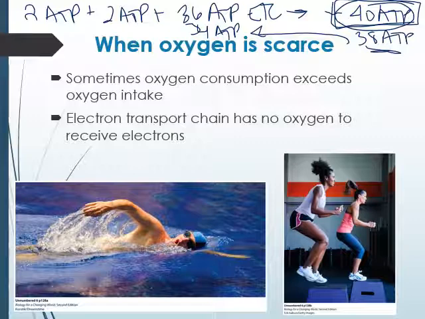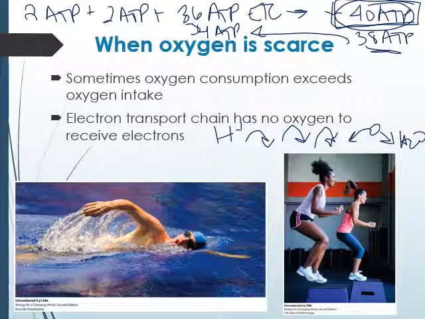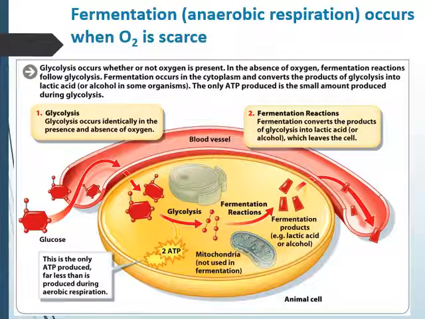But what happens when oxygen is scarce? Now we don't have oxygen, or in our case, let's say we're exercising, sometimes the oxygen consumption exceeds the oxygen intake, which means that the electron transport chain has no oxygen to receive electrons. Remember all of those H pluses as they're making their way down the chain, and then they combine with the oxygen to produce H2O as a byproduct. So if there's no oxygen, it means the electron transport chain can't work. Krebs cycle also needs oxygen to combine with that CO2, to be exhaled through our lungs.